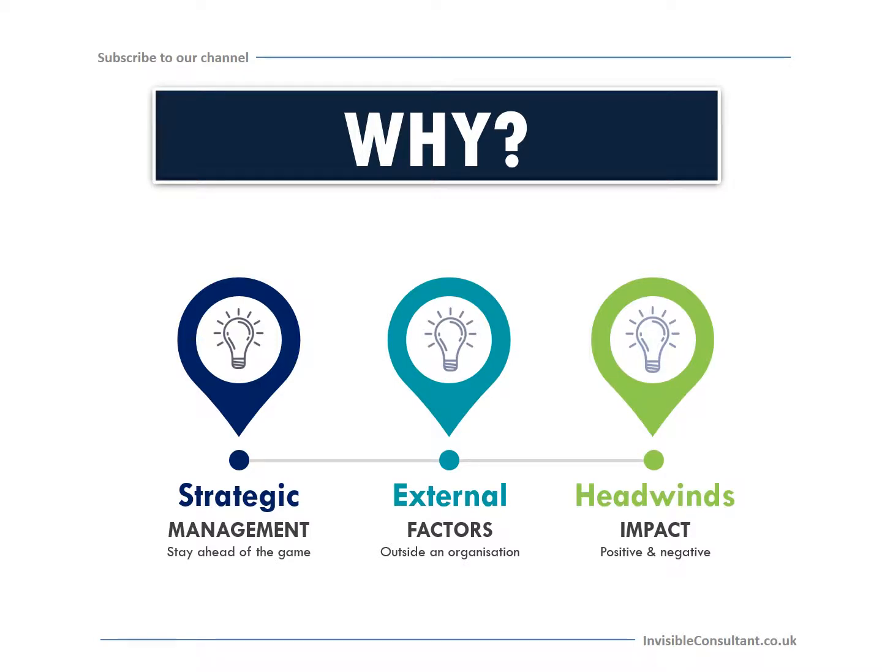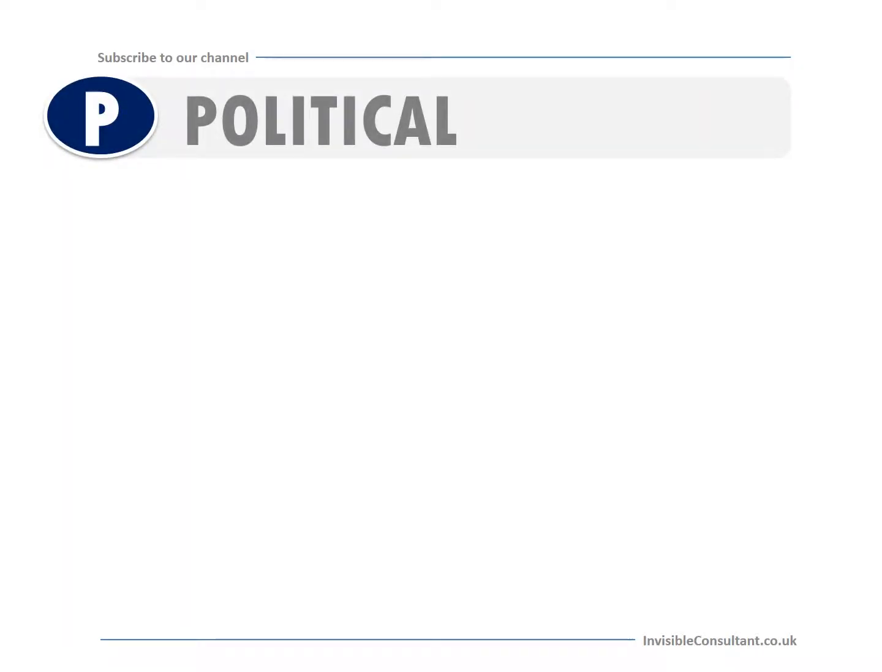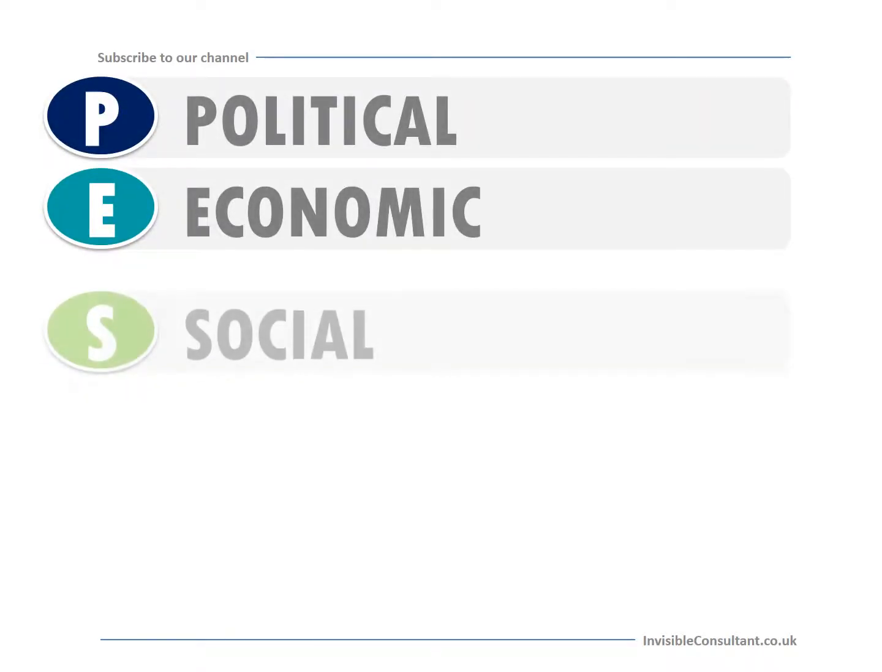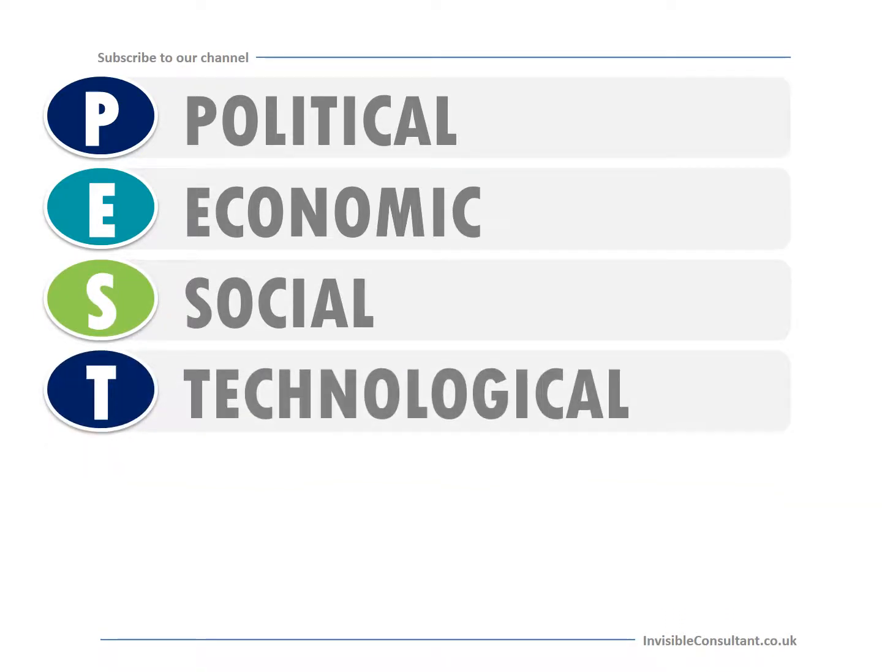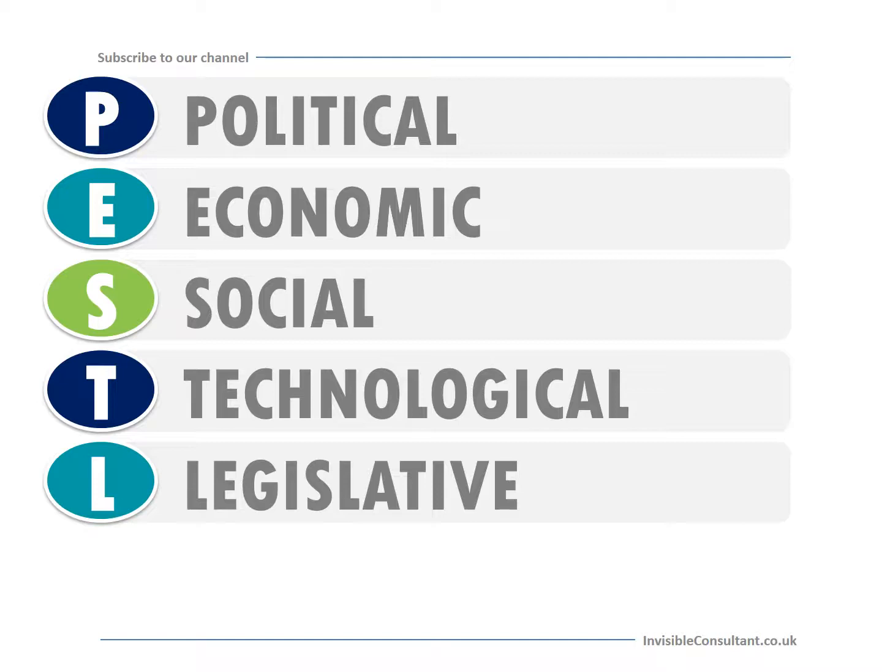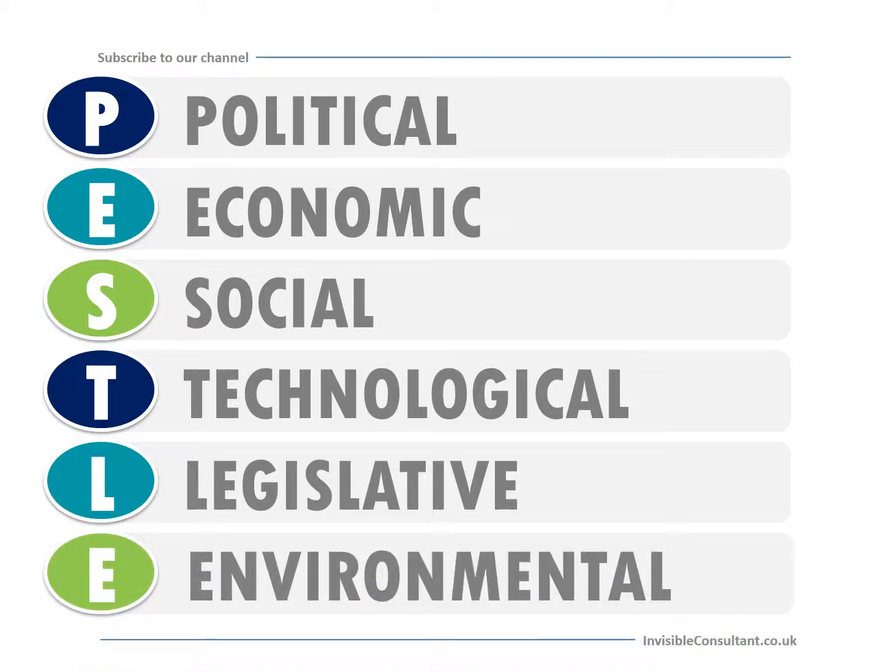As mentioned, PESTLE is particularly useful for assessing the external environment as it covers factors outside of an organisation or a project. If these factors are significant enough, then the project or organisation must react. Before we get into the detail of each element, let's first understand what PESTLE stands for. P is for political, E is for economic, S is for social, T for technological, L for legislative, and E for environmental. So when working through your PESTLE analysis, consider the question, how can each of these different elements have an impact on my organisation or project?